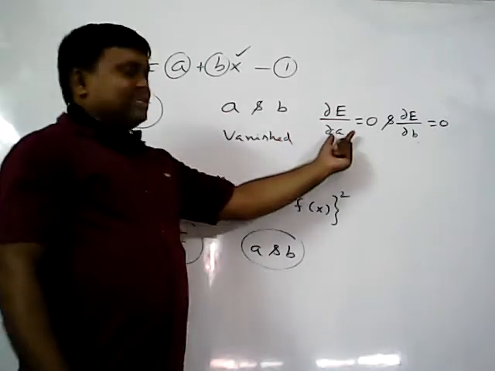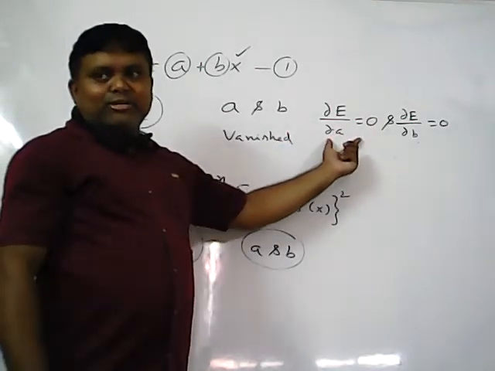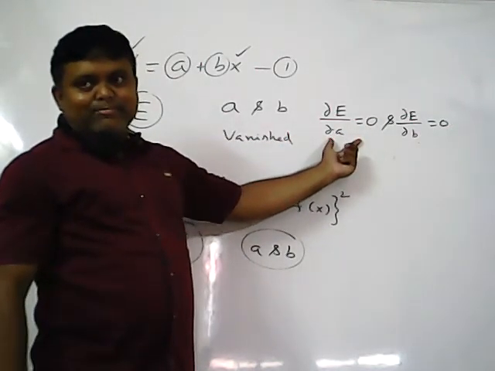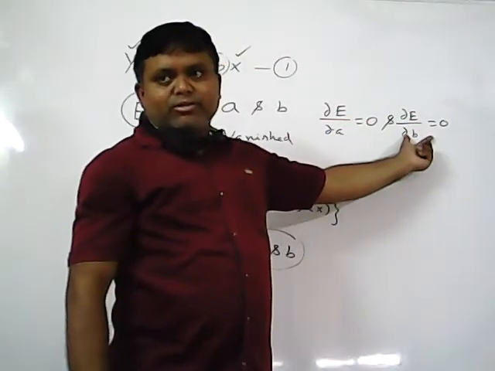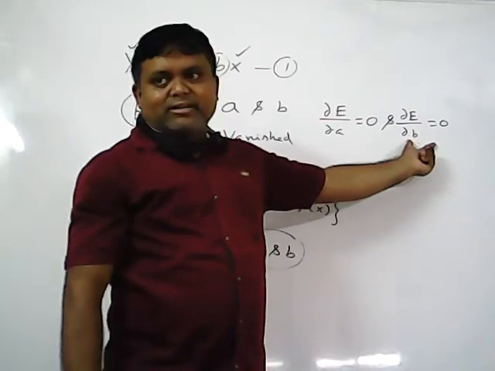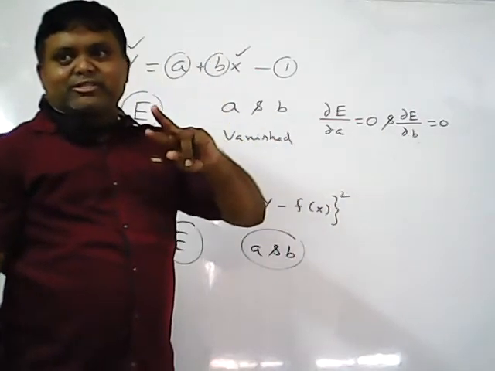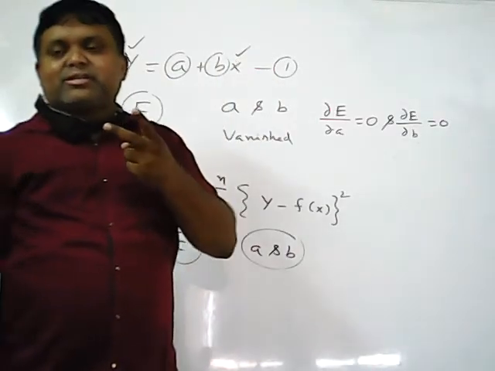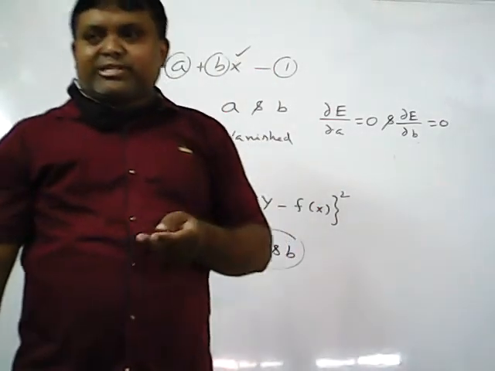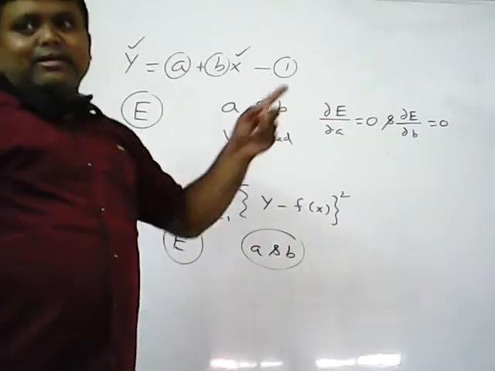So you have to consider, at a time you cannot consider both. So first I will do dou E by dou A equal to 0. I will simplify, one equation I will get. And after that I will consider dou E by dou B equal to 0, one more equation you will get. So after that you will solve those 2 equations, automatically you will get the A value and B value. If you solve those equations, automatically you will get the constant values.